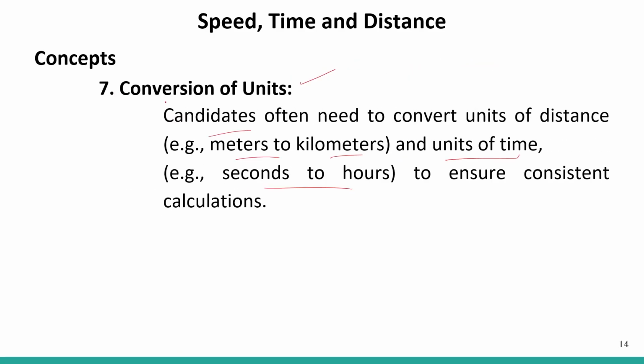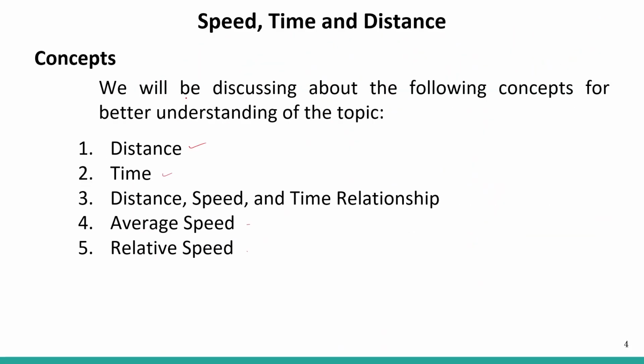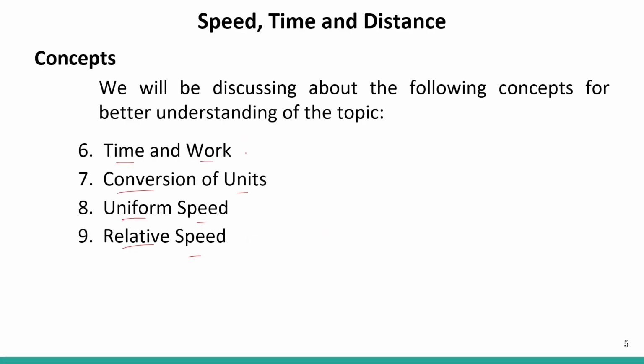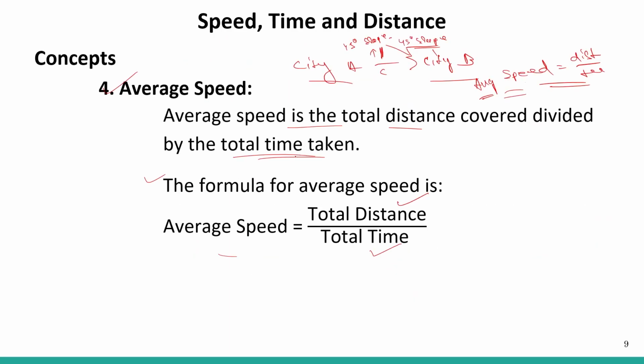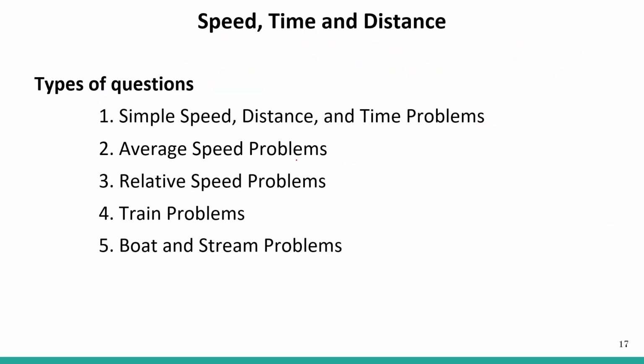So we have covered these 9 types of concepts that will be used in this topic: the distance, speed and time relationship, what average speed is and how it is different from speed, and what relative speed is and how it is different from average speed. Okay. So we have learned how these three are different. We have also learned what time and work is and how it is related to speed, time and distance. We have also learned conversion of units, uniform speed and relative speed. Okay. So let's go forward with the types of questions.